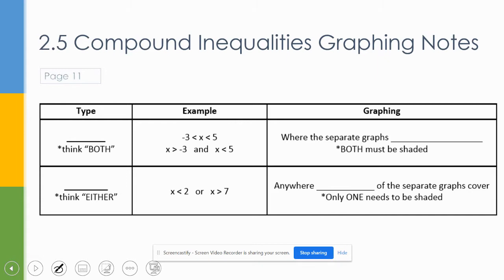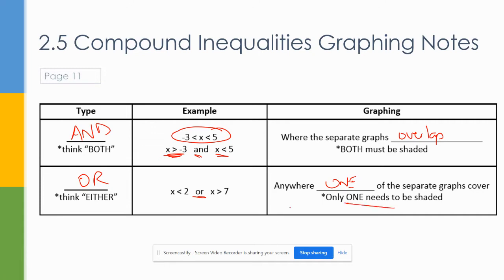So we have some things to note here. We have two kinds of compound inequalities. One is an and, one is an or. And sometimes it has the word and. If you see one like this, you split it into two parts. X is greater than -3 and x is less than 5. And the and ones are where the separate graphs overlap, and the or is where one of the graphs, or either one of the graphs, cover. And I'll show you some here in an example.